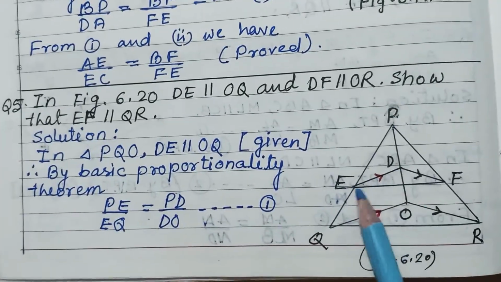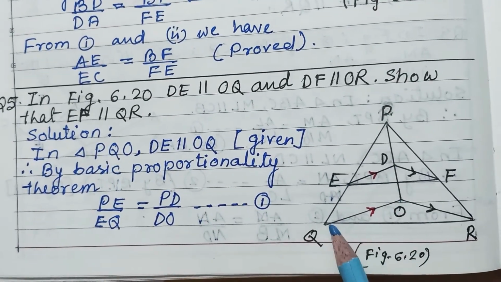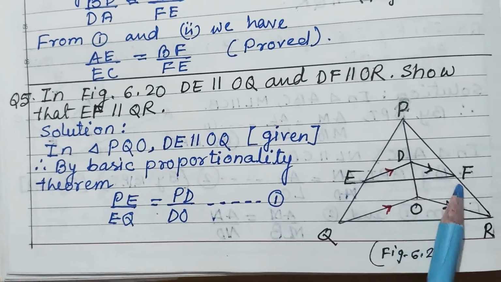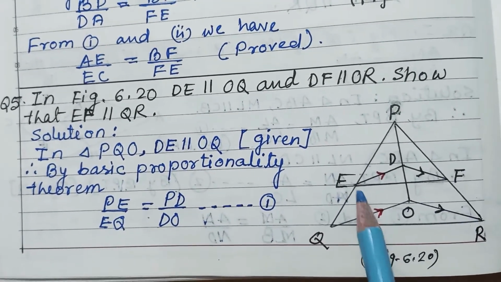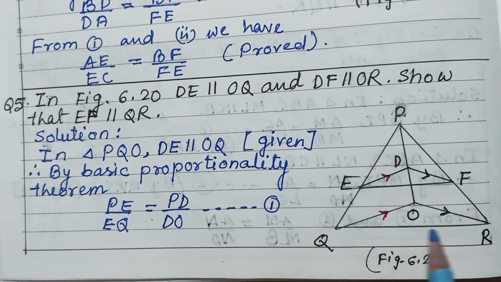Next question is DE is parallel to OQ, this has been given, and DF is parallel to OR. Show that EF is parallel to QR.